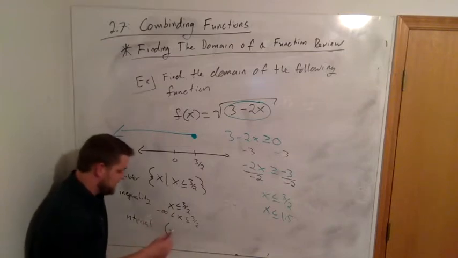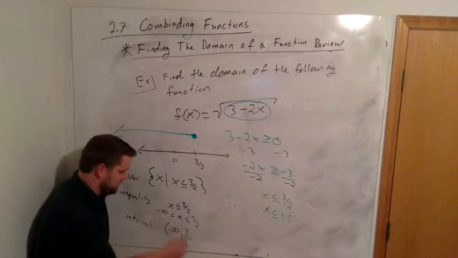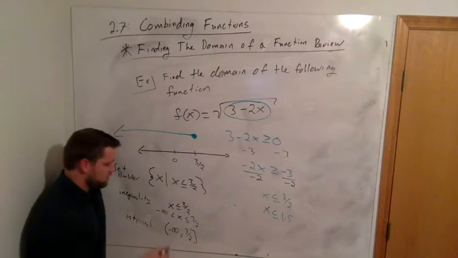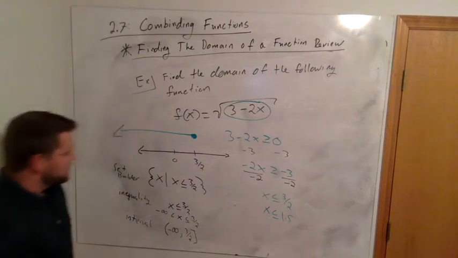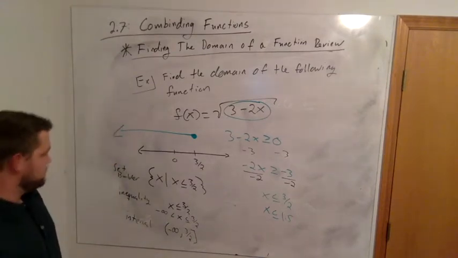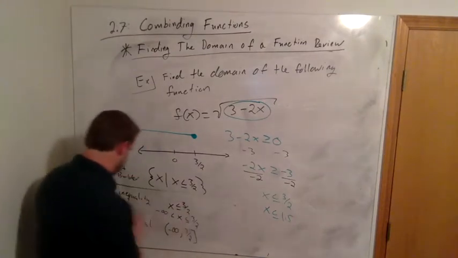So I would write negative infinity with a soft rounded bracket, and I put a comma, all the way up to 3/2, and I put a hard bracket. So from negative infinity, not including negative infinity, all the way up to 3/2, including 3/2. So these are the three types of domain notations you may see.